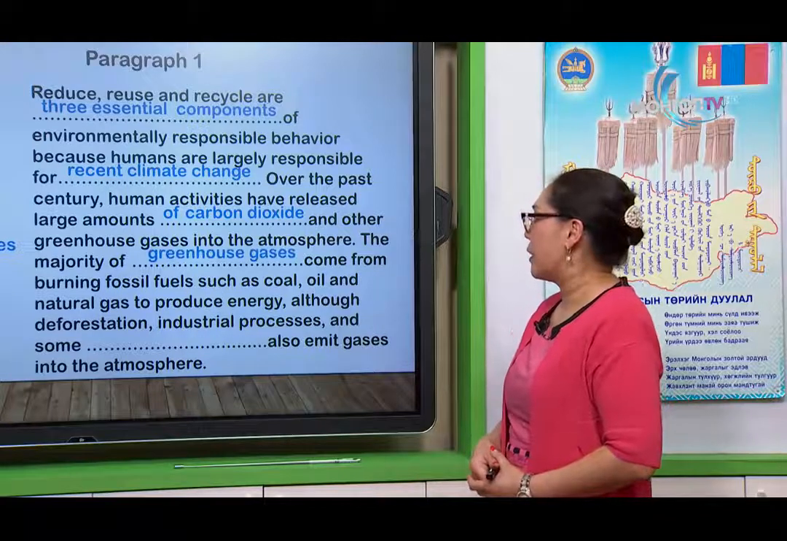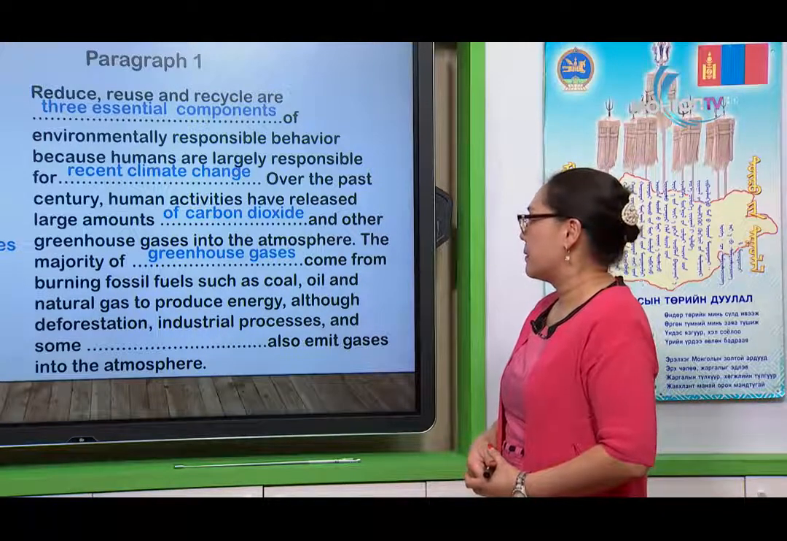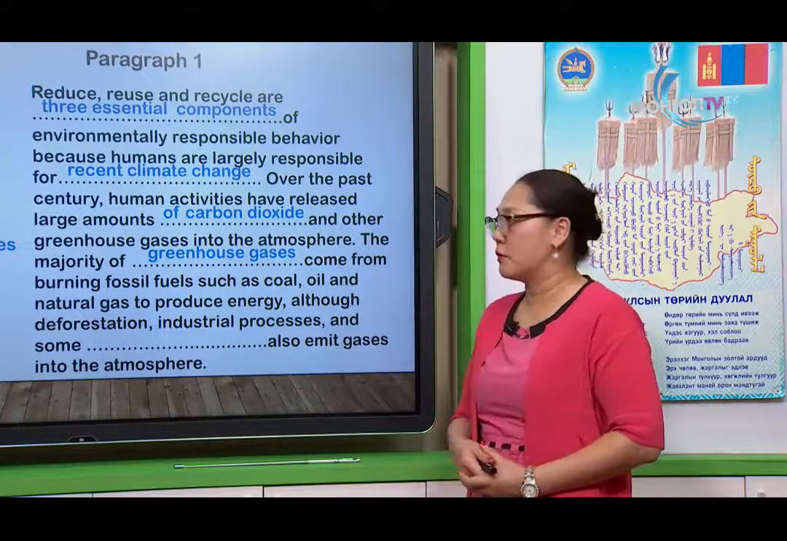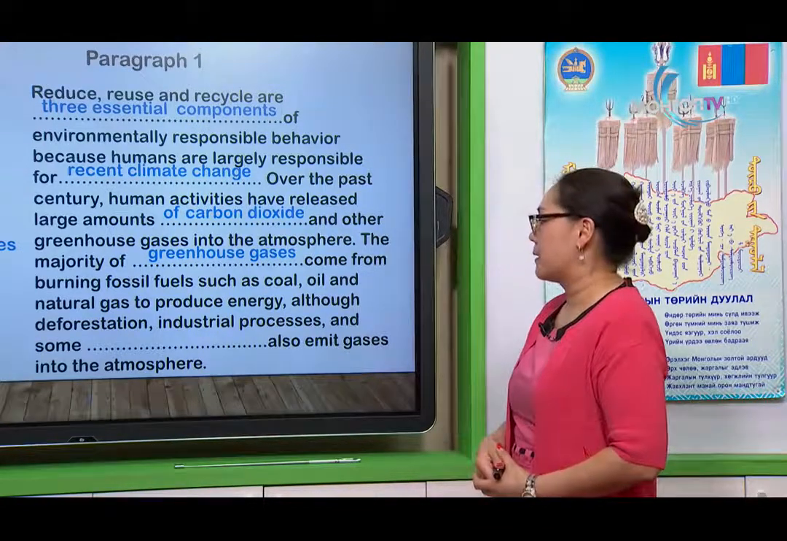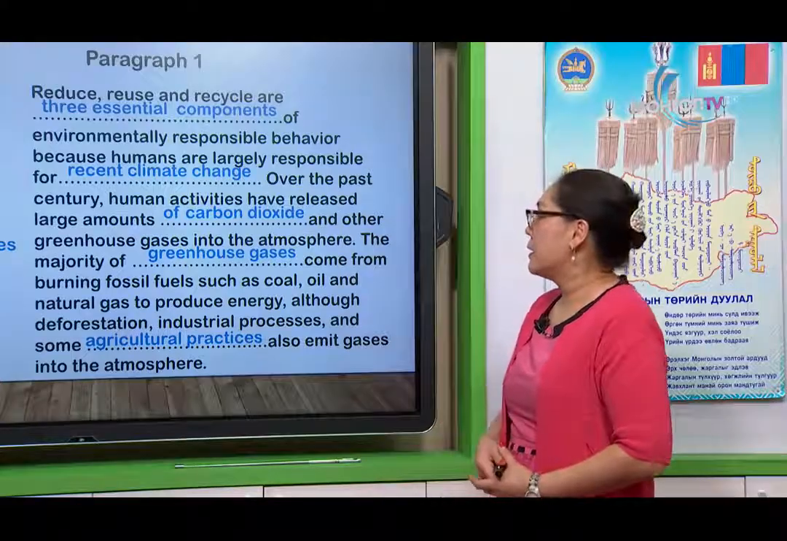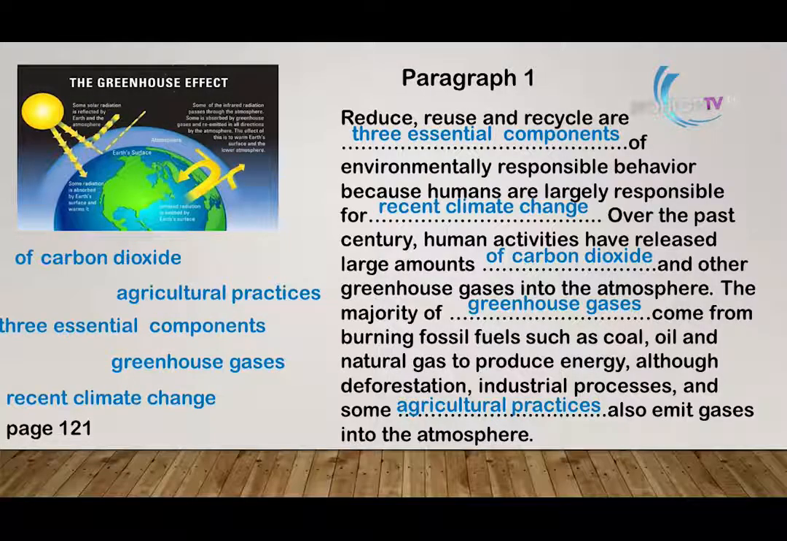Good. Greenhouse gases. Okay, of course it's easy, the last one, because the rest of the one word will be on the last blank. So here, agricultural practices. Okay, so here you have one paragraph to understand about environmental problems.